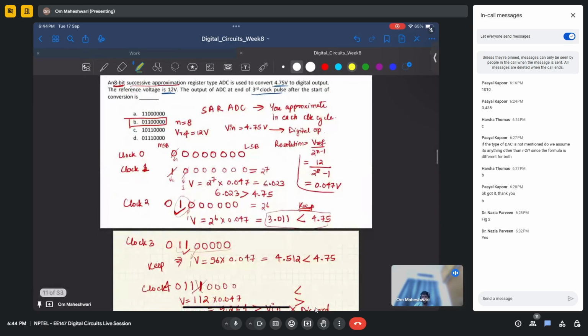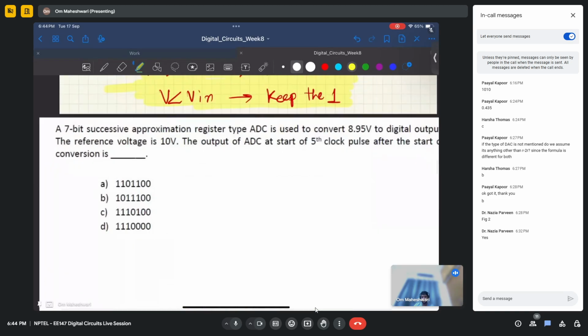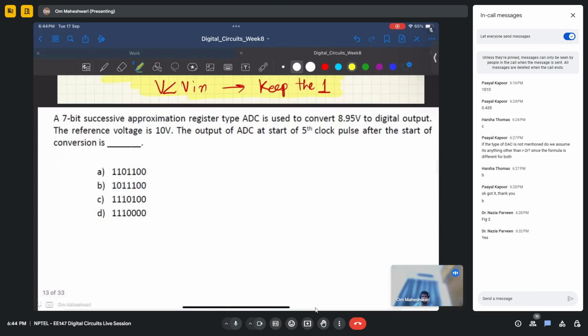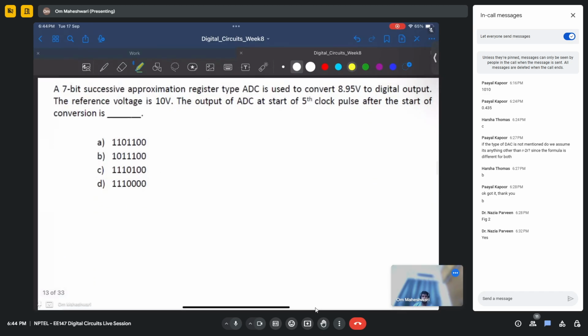Okay, so if there is no doubt, the next question is also very similar. Please try to solve it. Take a few minutes and attempt this question.